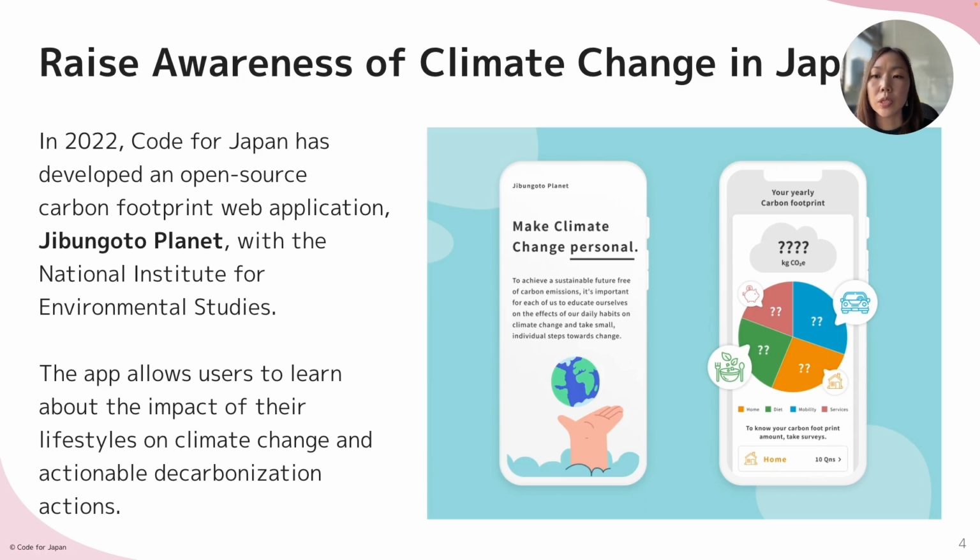In 2022, Code for Japan developed an open-source carbon footprint web application, Jibungoto Planet, with the National Institute for Environmental Studies. The Japanese phrase Jibungoto means personal matter or individual concern in English. We included the meaning in the app name, Jibungoto Planet, because we wanted people to take climate change as a personal matter.